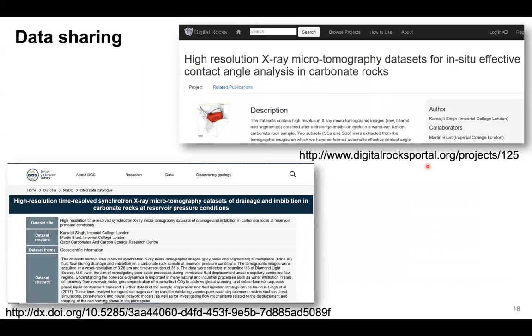Okay, just wanted to point out that most of the data sets I've shown are available, especially the water-wet case I've shown initially. All the images are available online in the public domain. And if you would like to do more analysis, or compare it with your simulations, please feel free to download it, or you can send me an email if you have difficulties downloading them.